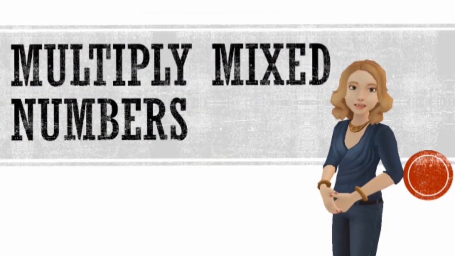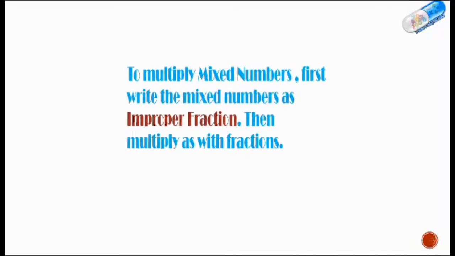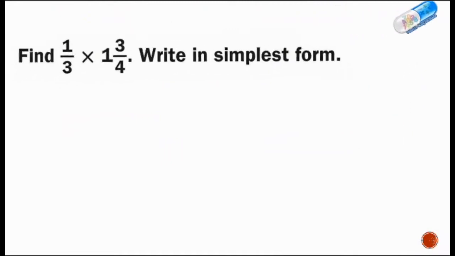Friends, today we're going to learn how to multiply mixed numbers. To multiply mixed numbers, first write the mixed number as an improper fraction, then multiply as with fractions. Let us see some examples.